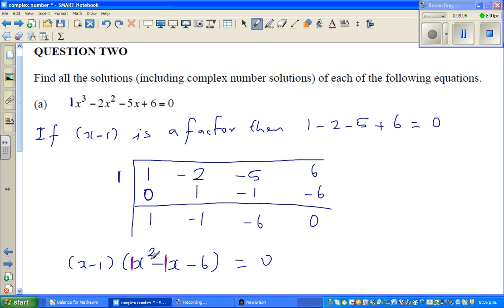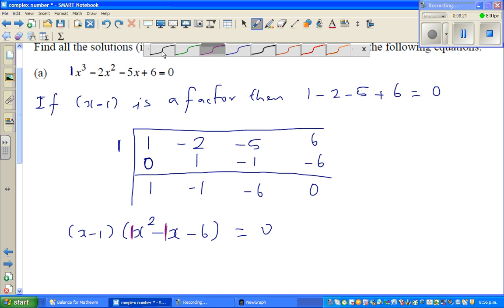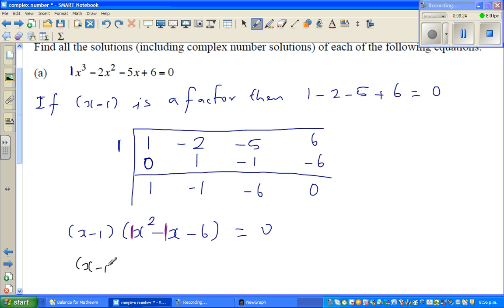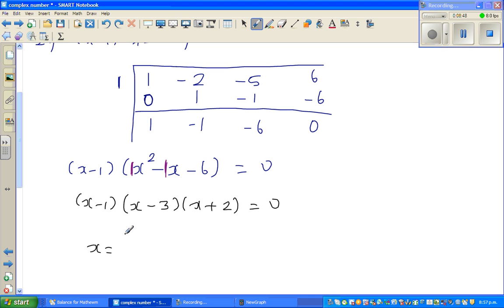Now how did I write x squared? Because it's x cubed and you have x minus 1 as a bracket, so you have to write x squared. Now finally you have to factorize this. You can find two factors of negative 6 which give you negative 1, which is x minus 3 times x plus 2. We'll check this on the calculator though. So the final answer is x is equal to 1, 3, and negative 2.